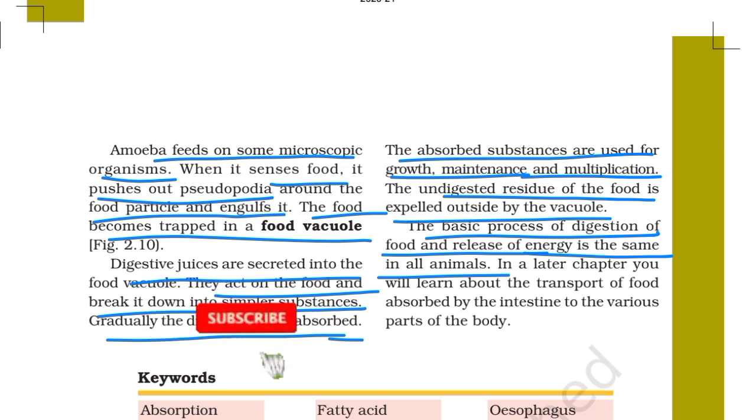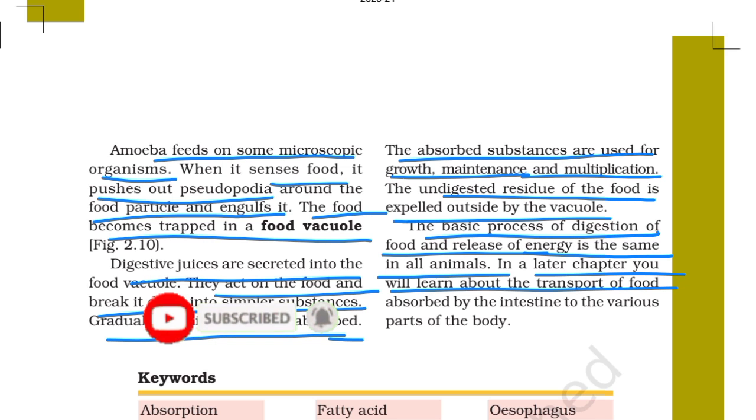In all organisms, digestion is almost similar, but there are some small differences and changes. The basic process is the same in all organisms. In later chapters, you will learn about the transport of food absorbed by the intestine to the various parts of the body. So this is not needed for us at present. For chapter 2, what we need we have already learned.